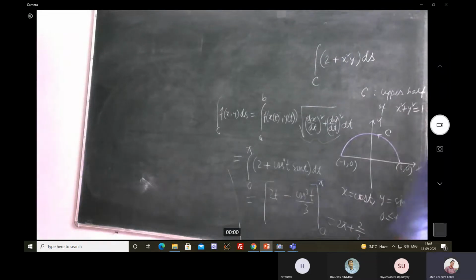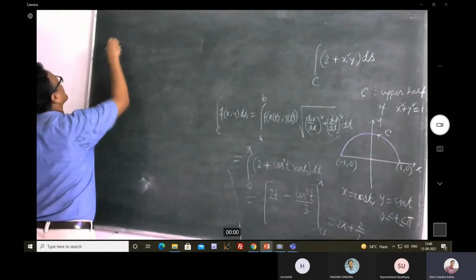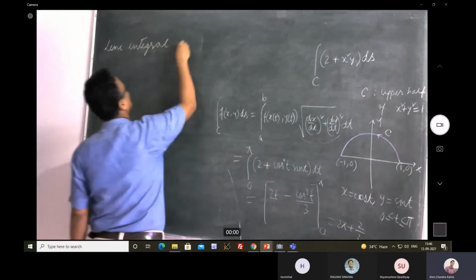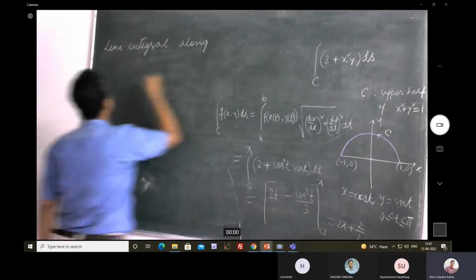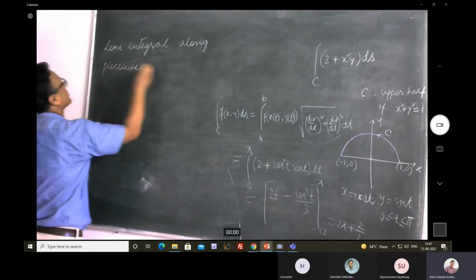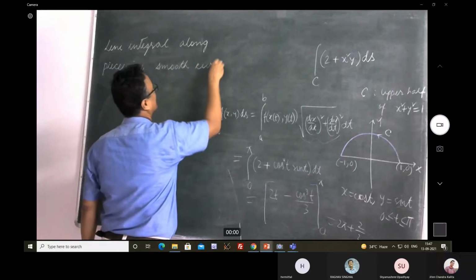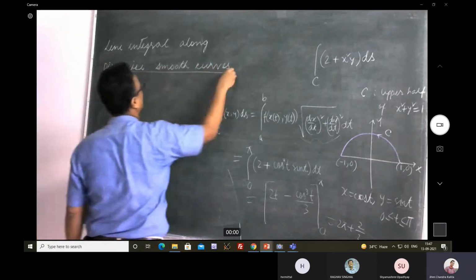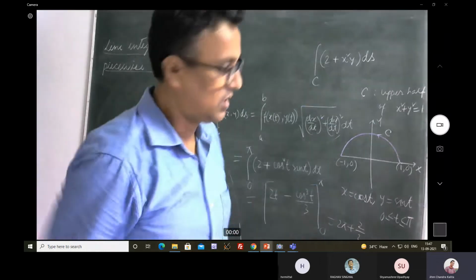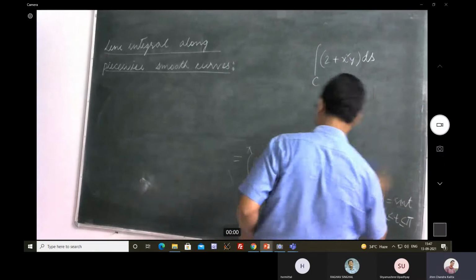I've already done that. So now let us come to line integrals along piecewise smooth curves. Okay, so what is it? It is, I mean, very easy.